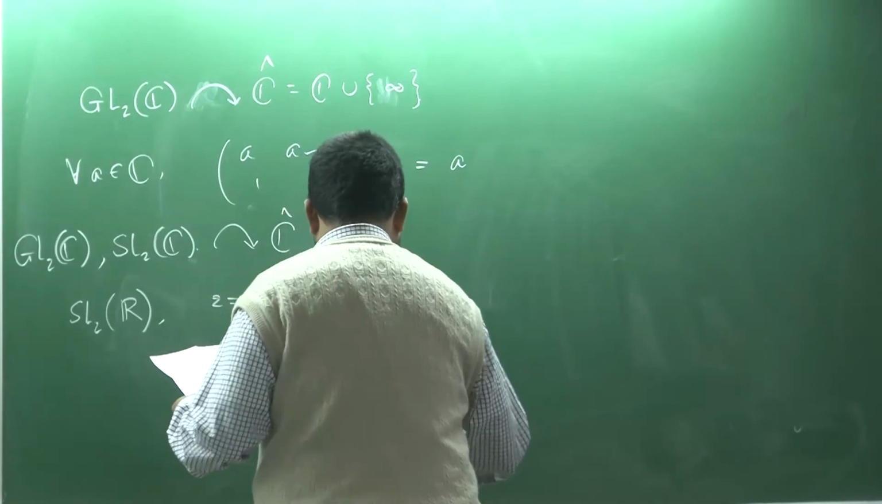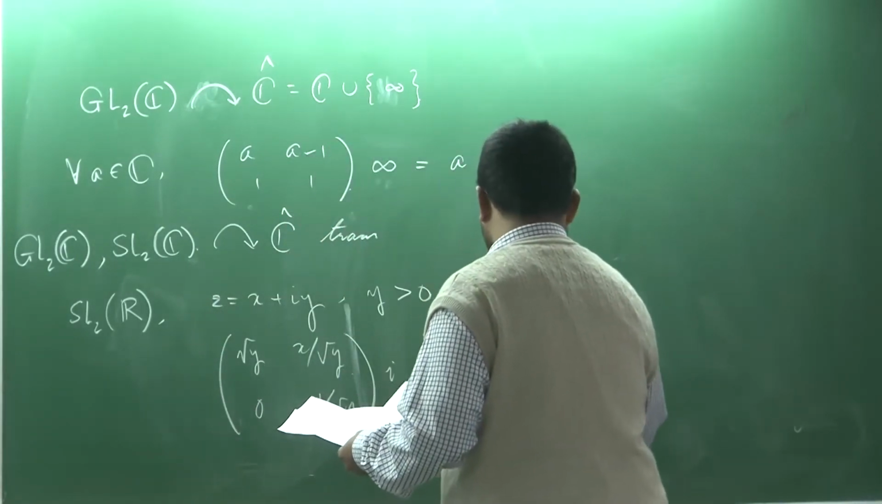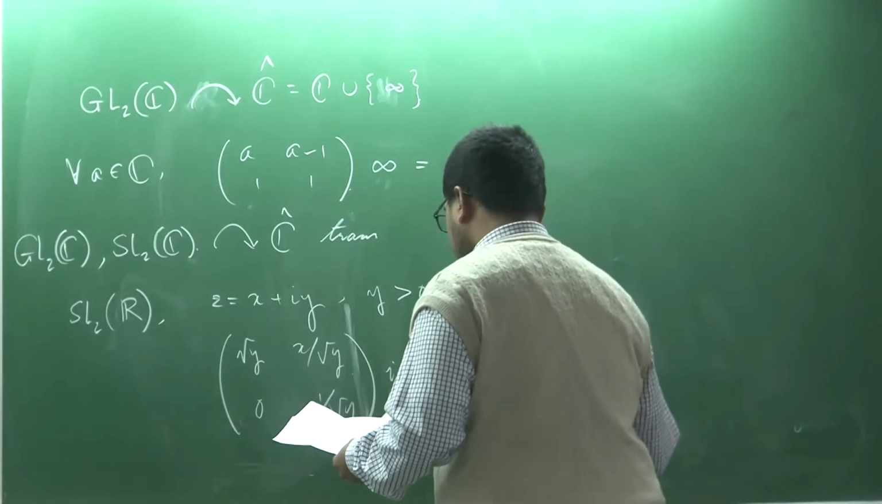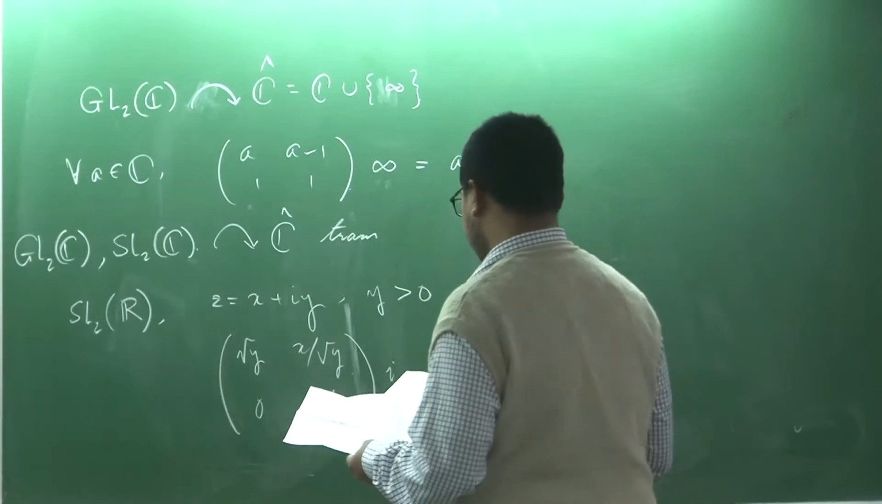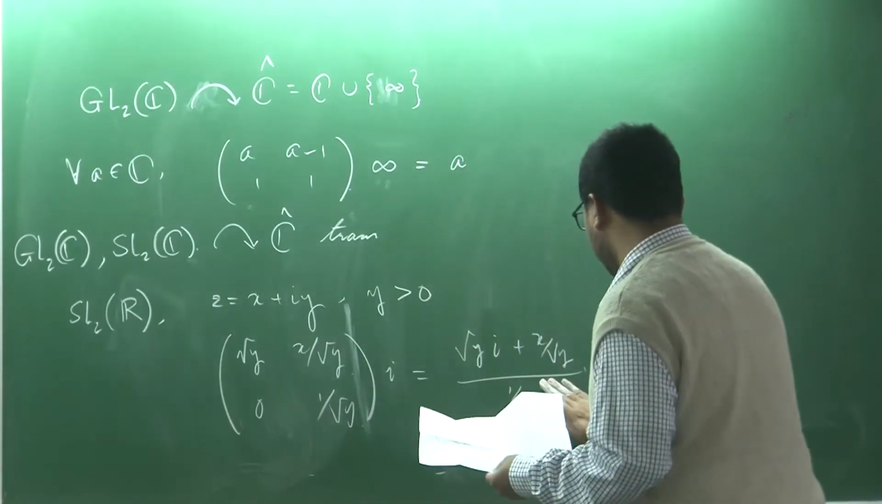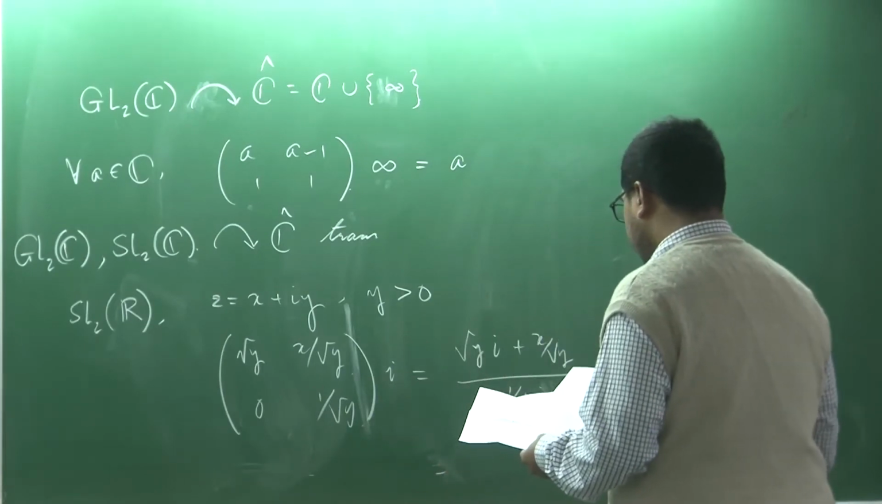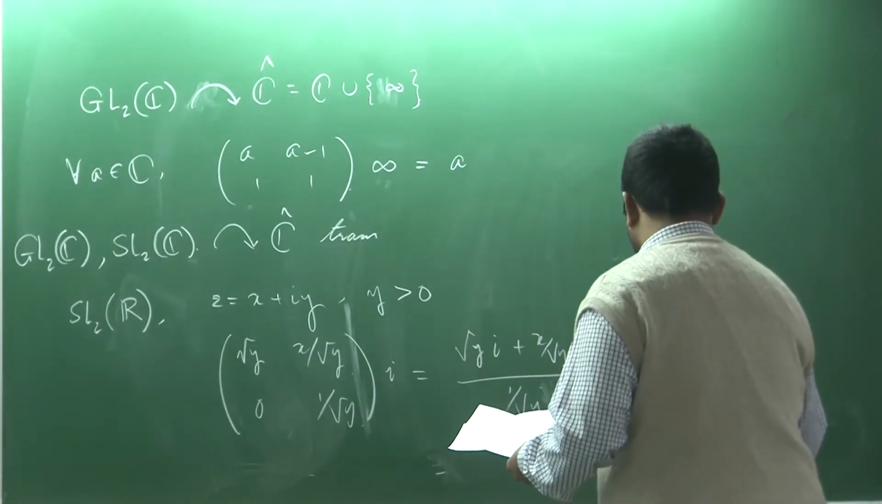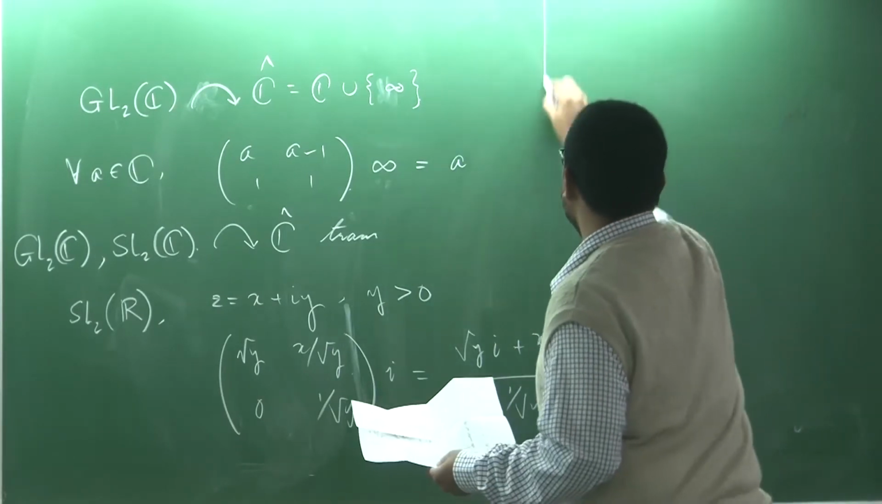So, this applied on i, what will be the case? (i plus x)/(cz plus d). Now multiplying by the conjugate on the numerator and denominator, we see that this is exactly x plus iy. So, what do we see pictorially?